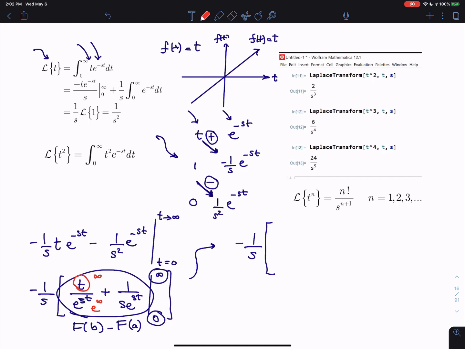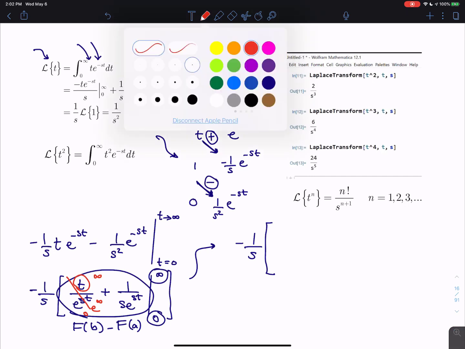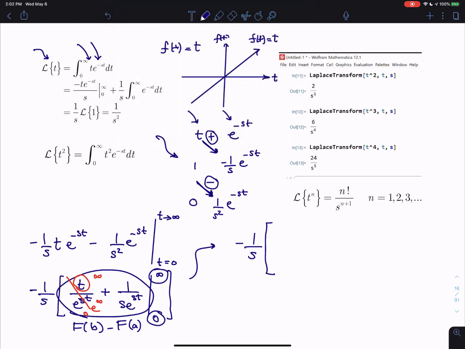So therefore, in order for me to use the function to find a Laplace transform, the function I use must grow slower than the exponential grows towards infinity, so that I could drive the whole thing to 0 when I'm actually doing the evaluations. So you clearly see that requirement right here in action.